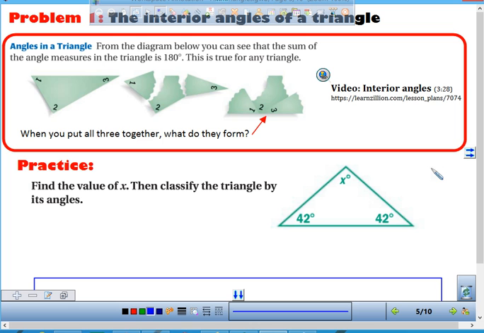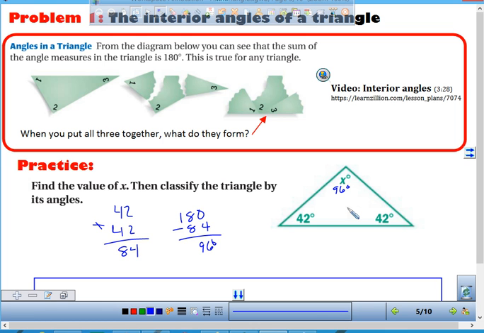Okay, so we're going to find some missing numbers, and then we're going to name them. It says find the value of x and classify it by its angles. Okay, so I have 42 degrees, and the missing angle. What might I do to find that missing angle? Okay, so add 42 and 42 together. And that's what? And I take that from 180, and I get 96.